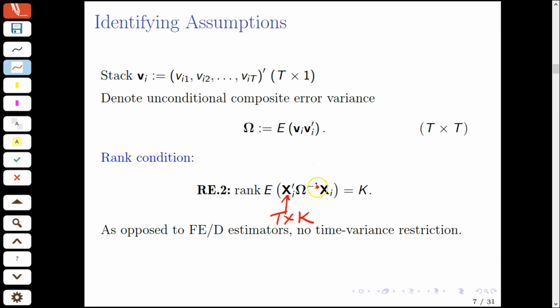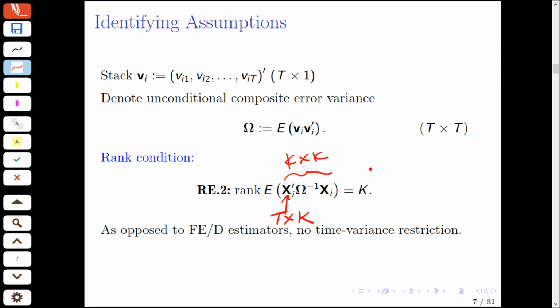In interpreting this assumption here, it may be helpful to just ignore this inverse, in which case this assumption just amounts to a full rank condition, very similar to the rank condition imposed in, say, the cross-sectional model or linear model with cross-sectional data. Now, since the regressors that we are now dealing with here are T×K, this matrix, and therefore its expectation, is a K×K matrix, and full rank amounts to having a rank of K.